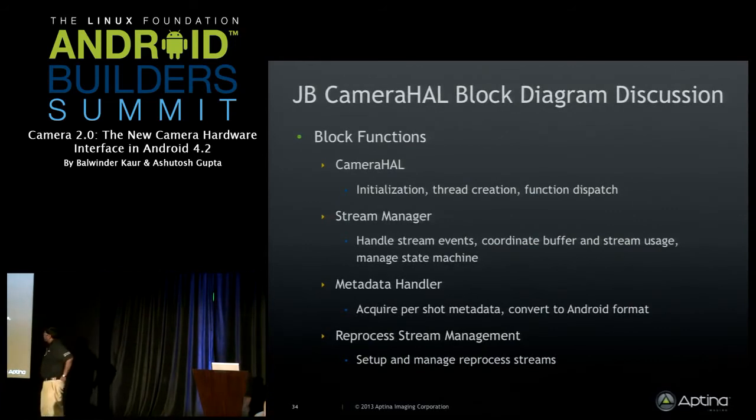So this is just to understand the functional flow and to see who does what. Camera HAL basically initializes all the different blocks which we have talked about, the stream manager and all of the guys. It dispatches all the function calls which it gets from the camera service to the respective blocks. The stream manager is the one who handles the streaming events, gets its own buffers, manages its own memory, talks to the camera hardware, and also manages the state machine right from stream on to stream off.